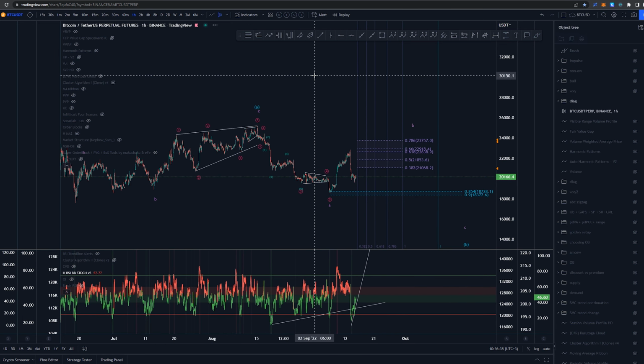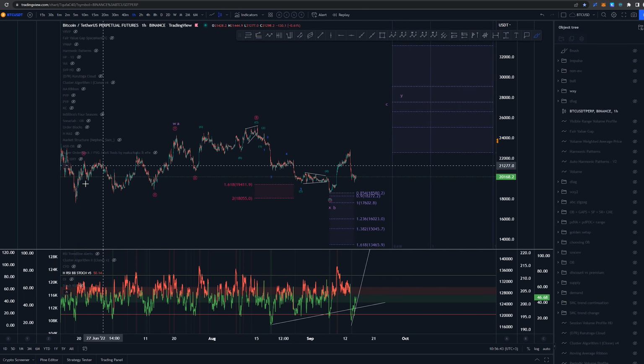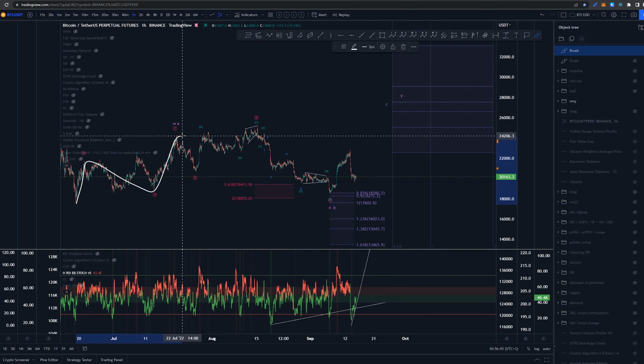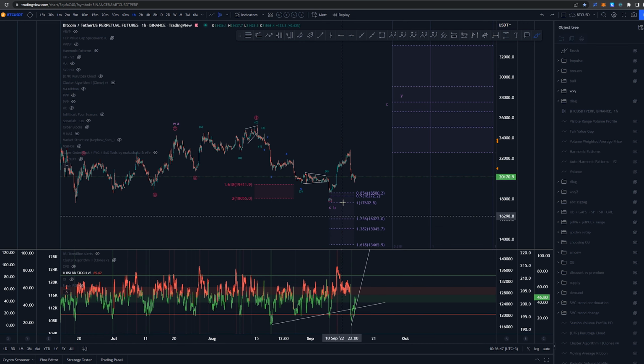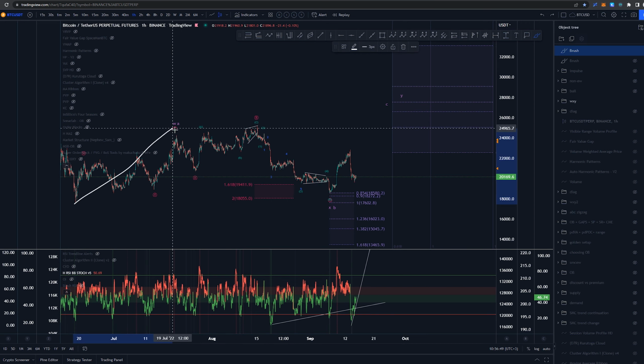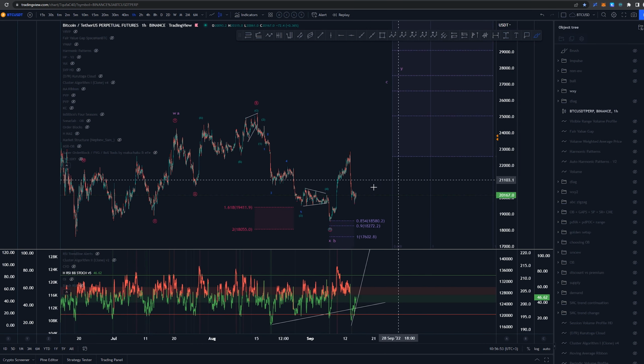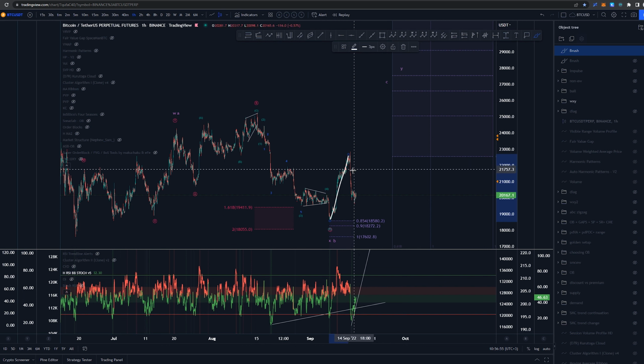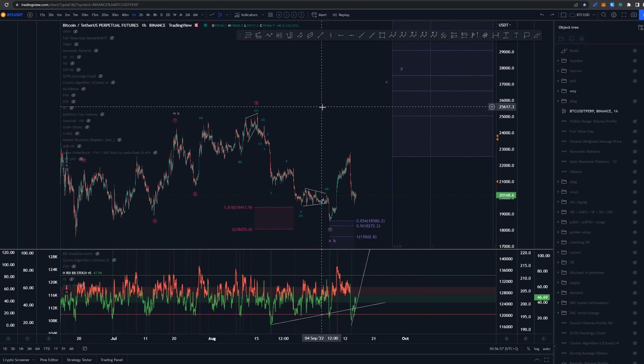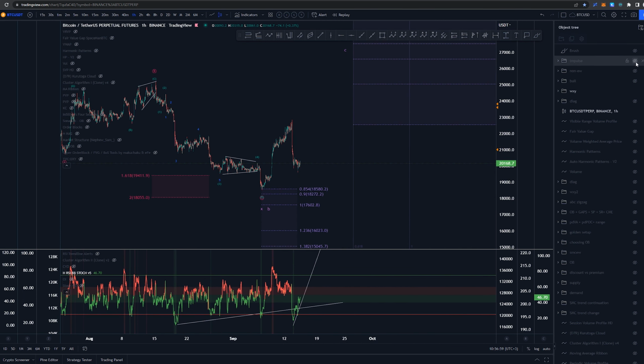Now, the other scenario in which this here is an end of something is this one, in which we have a three-way structure here and another three-way structure like here. This would get us an A wave, B wave, and then looking for that C wave, and this current structure here would be again a wave 1 of something. So let's take a look at this a bit closer.